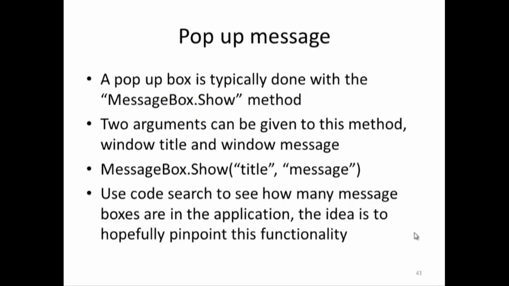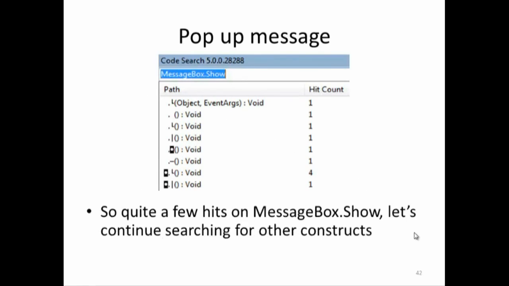The second one was that it pops up a message saying password incorrect. So a pop-up box is typically done through the MessageBox.Show method. This is given two arguments, the window title and the window message. So you will see it like MessageBox.Show, first one is title, second one is message. So we can use code search to see how many message boxes are in the application. Hopefully this will narrow it down.